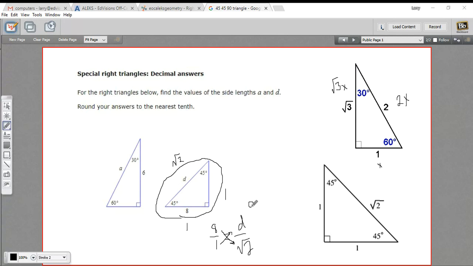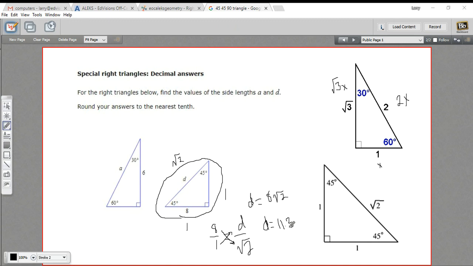So D equals 1 times D is D, and 8 times the square root of 2. And they want us to solve this for a decimal value and round to the nearest tenth. So I would just pull out my calculator and type in a 2 and a square root, and then multiply that by 8. And what I get is 11.3 if I round to the nearest tenth.